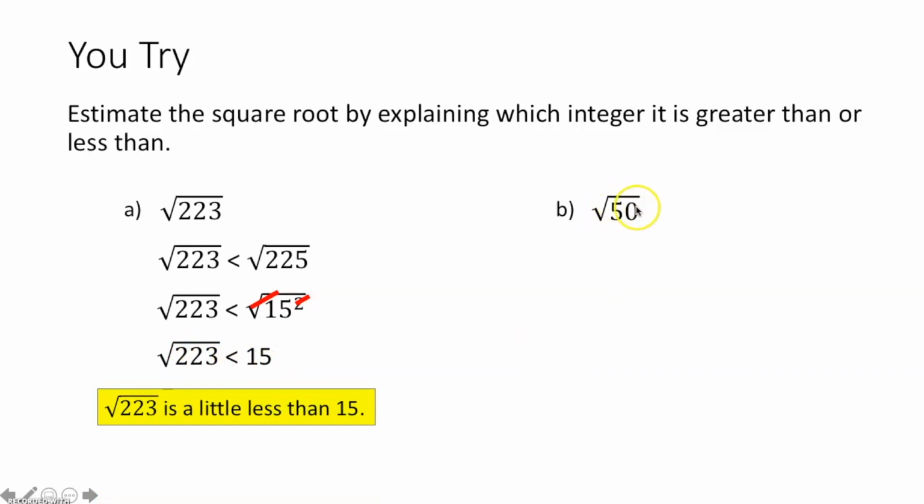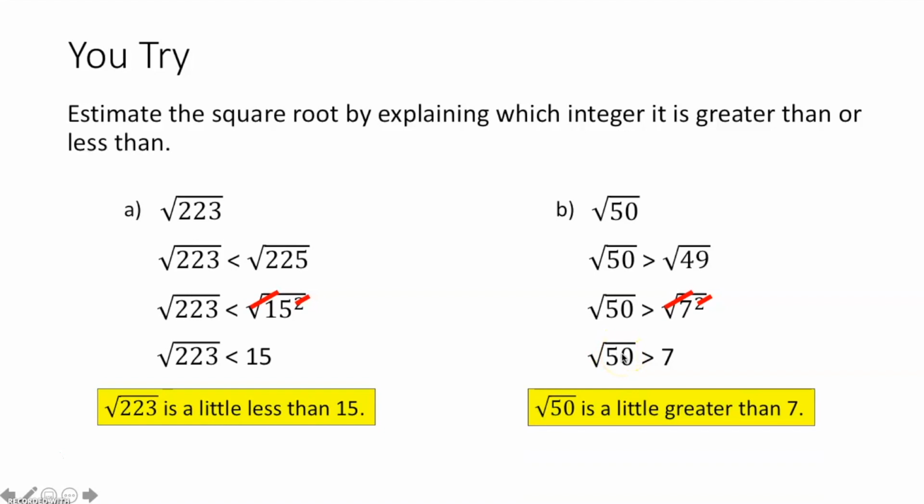Over here, we have the square root of 50. Again, 50 not a perfect square, but it's close to 49, which is a perfect square. And we say that the square root of 50 is a little bit greater than the square root of 49. Now, what is the square root of 49? Well, 49 is 7 squared, and the radical and the square cancel each other out. We're left with 7. So the square root of 50 must be a little bit greater than 7.